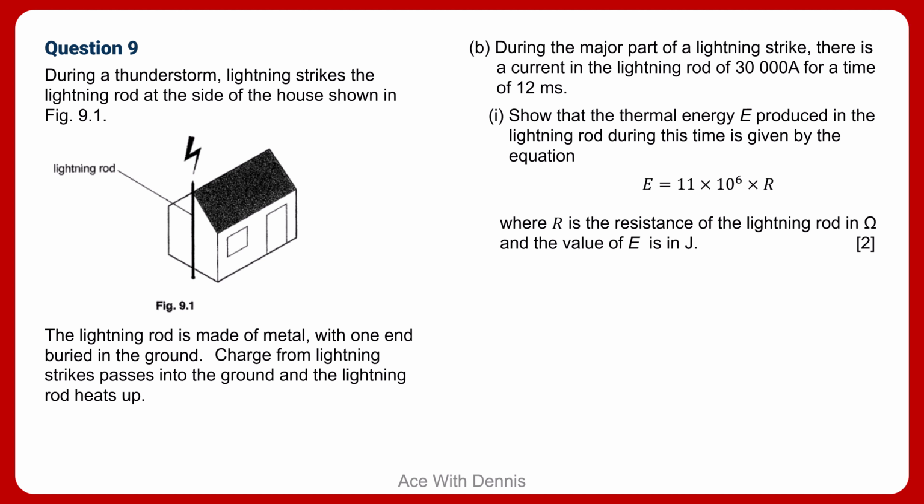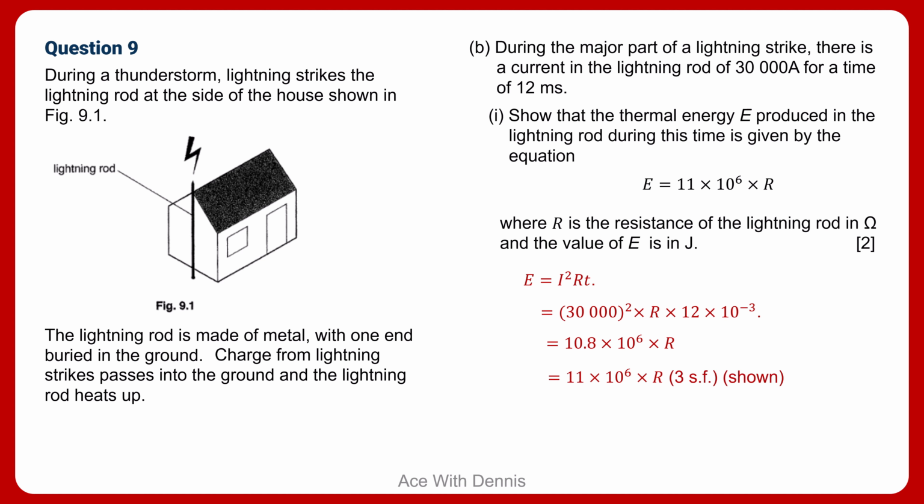2 marks. Okay, so to prove E equals 11 times 10 to the power 6 times R, we use the formula E equals I squared R T. The I is 30,000, hence it is 30,000 squared times the R times the time, which is 12 milliseconds, or 12 times 10 to the power negative 3, and we'll get 10.8 times 10 to the power 6 times R, or 11 times 10 to the power 6 times R in 3 significant figures, hence shown.